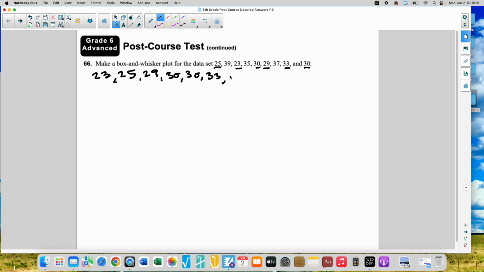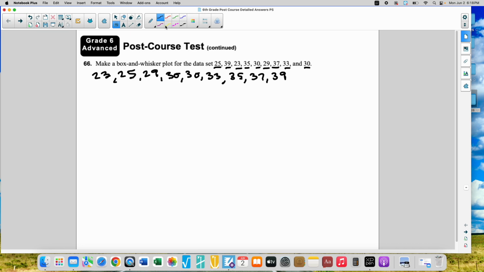We have 35. We have 37. And then we have 39. So this is a nice, efficient way. We count out the data. 1, 2, 3, 4, 5, 6, 7, 8, 9.